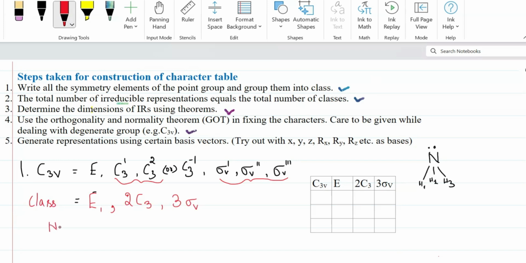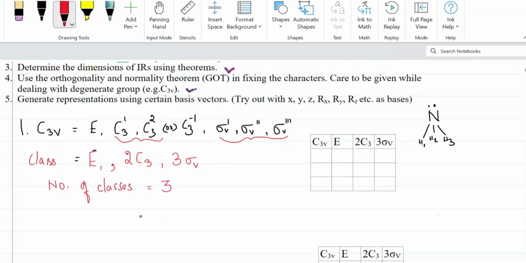So the number of classes here will be what? 3. Three classes. And the order of the point group, order h: how many total symmetry operations do you have? 1, 2, 3, 4, 5, and then 6. So the order here will be 6. These are the basic information regarding this point group that we have written.